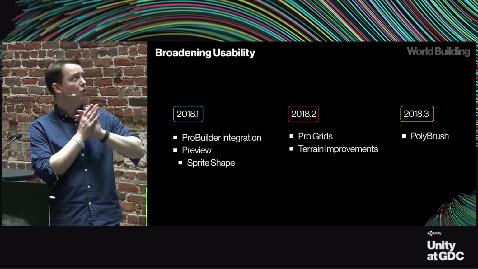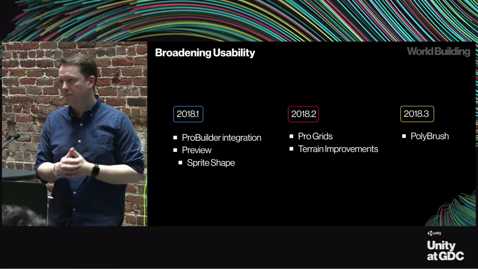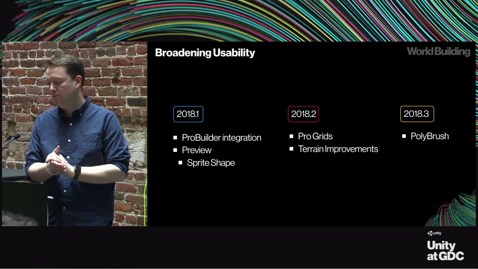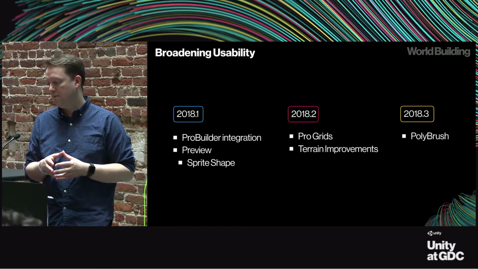So, recap, where are we? 2018.1, we're shipping our ProBuilder integration, preview of our sprite shape. 2018.2, ProGrids and our terrain improvements are dropping, and at the end of the year, Polybrush.